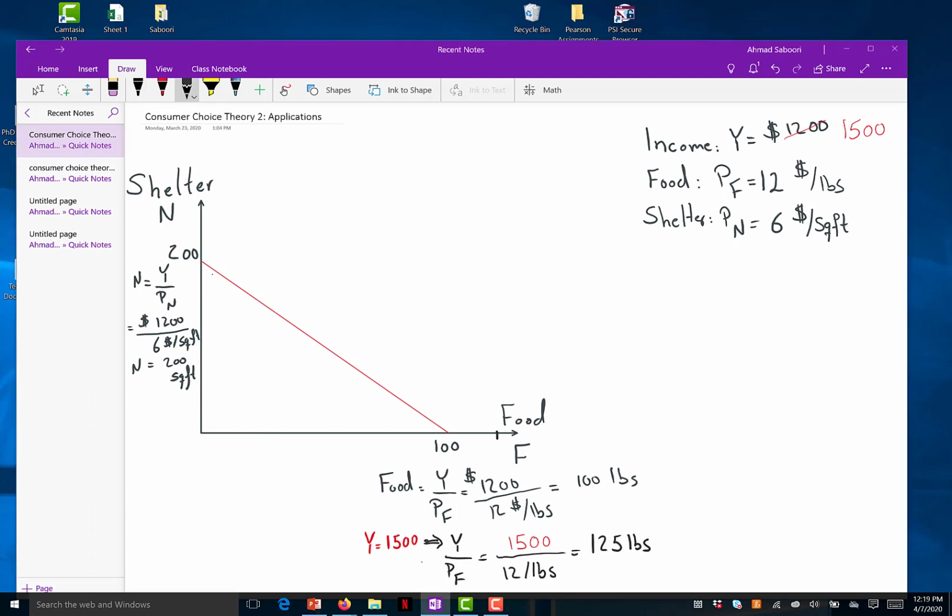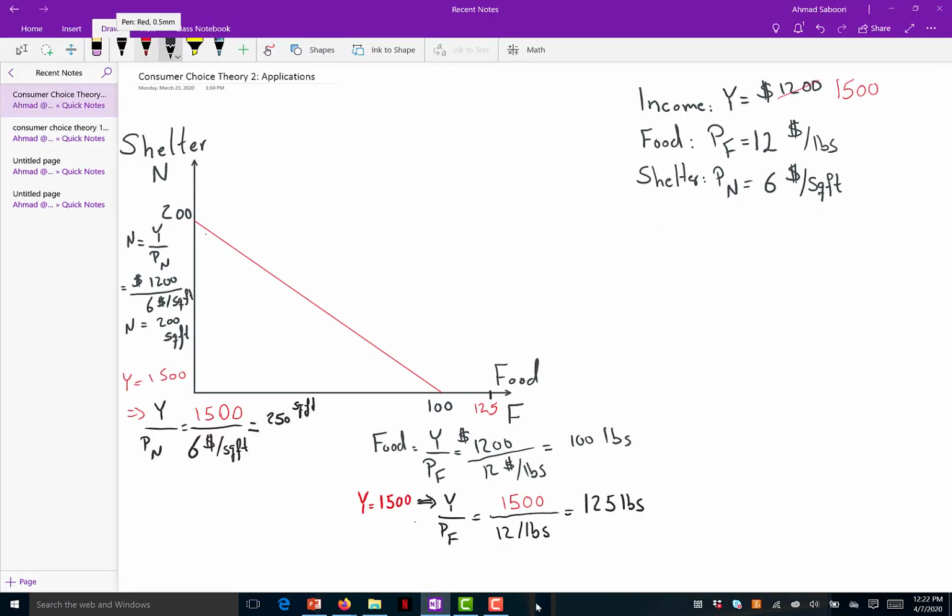Now, since our income has risen, it means we can now buy more food. With the income of 1,500, the price of food is still at 12 dollars per pound. Now we can afford to buy, if you do the math, 125 pounds of food. What about shelter? For shelter, it's a similar situation. Higher income given the same price for shelter means that now I can afford more shelter as well. So if I spend all my money on shelter, I can buy 250 units of shelter.